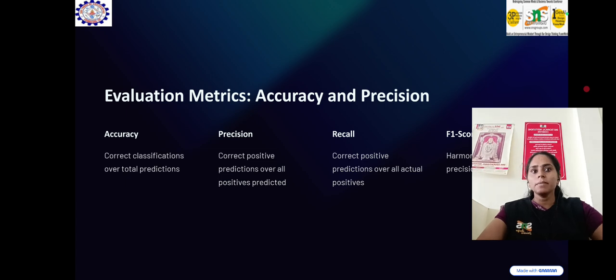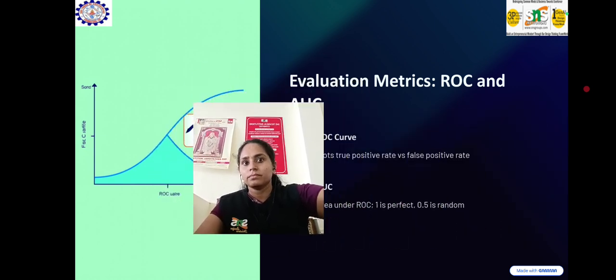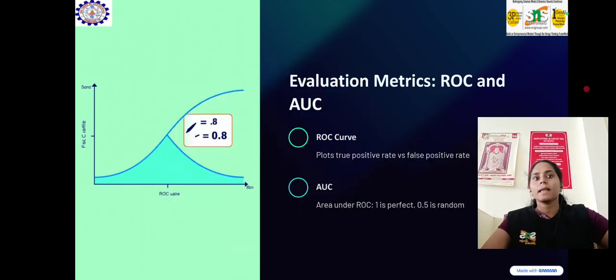And the evaluation metrics are accuracy, precision, recall, and F1 score. And the other evaluation metrics are ROC and AUC.